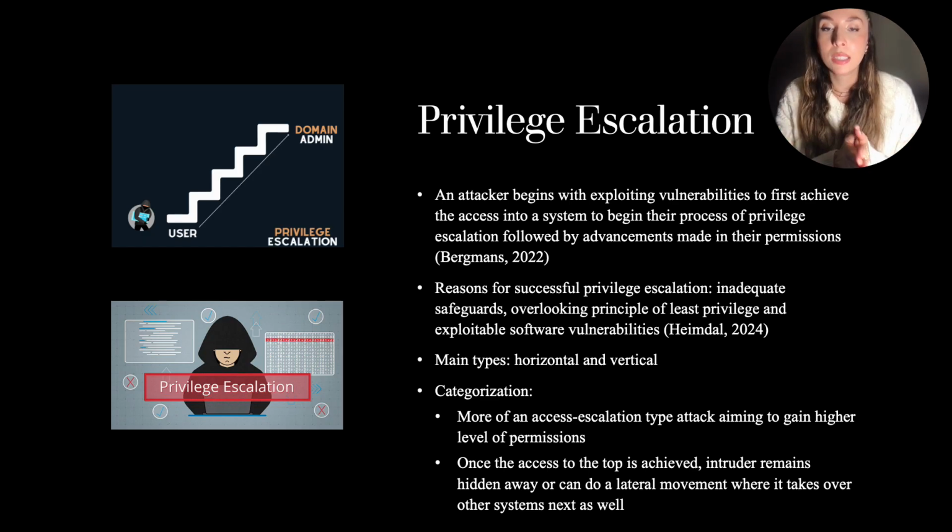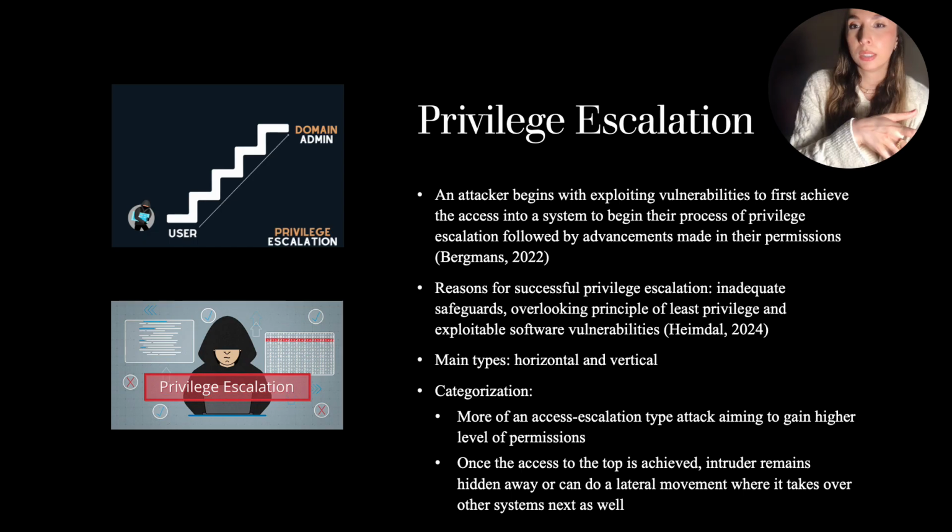Next, there is privilege escalation, where an attacker begins by exploiting vulnerabilities to first achieve access into a system, followed by advancements made in their permissions, according to Bergman's 2022. Privilege escalation is successful when there are inadequate safeguards, when the principle of least privilege is overlooked, and when there are exploitable software vulnerabilities, according to Heimdall 2024. The main types are horizontal privilege escalation, which is basically an account takeover, when an attacker gains privileged access to a standard user account with lower level privileges. The second one is vertical privilege escalation or privilege elevation.